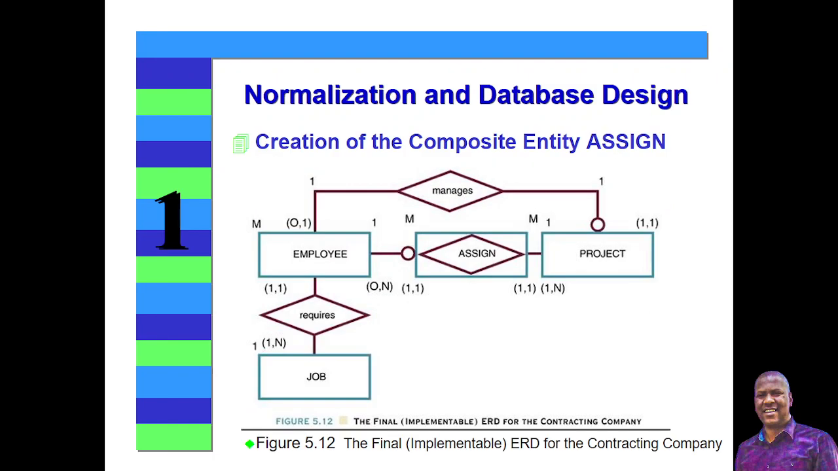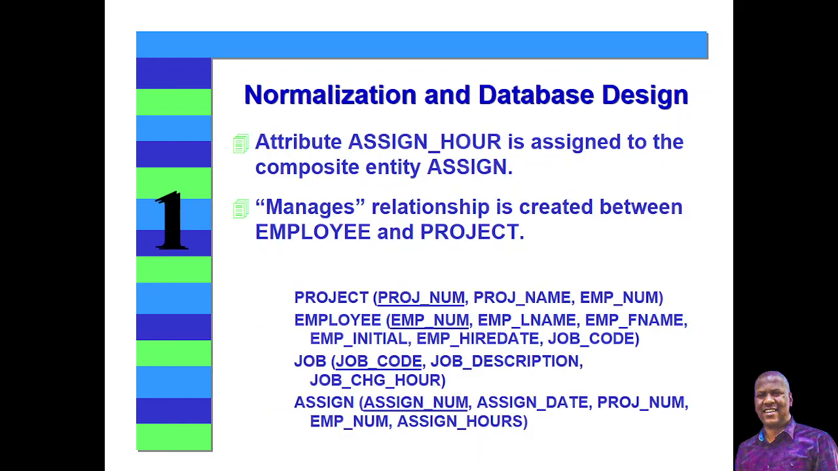Again, we can look at the finally implemented ERD after the normalization. As you can see now, the employee is associated with or manages some kind of project. Some employees are assigned projects. Employees also require some kind of job. So based on the normalization that we have done, we can now ensure that we have a well normalized, structured database that is going to help us eradicate anomalies such as update and delete, and of course remove redundancies.